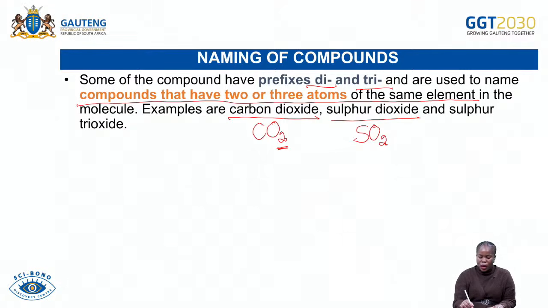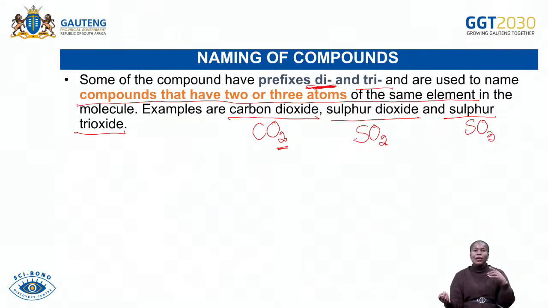That is where we use our prefixes to indicate that there is more than just one atom of the same element. There's another one that we made, sulfur trioxide. Now your sulfur trioxide would look something like this, because tri means three, di means two, and mono means one.